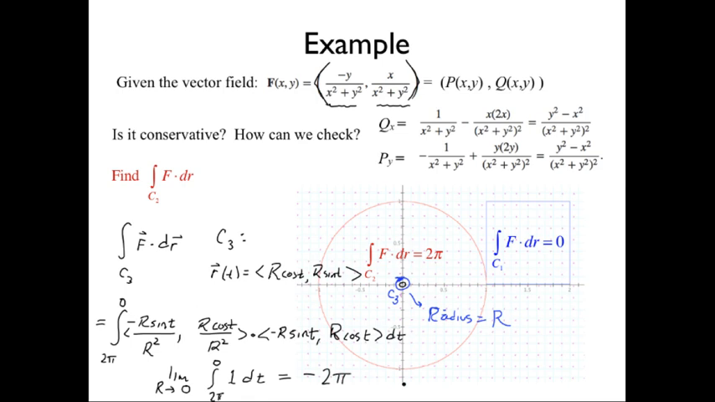Is that what we expect? Right, because now we got the 2 pi for the outer loop, negative 2 pi for the inner loop, and it works, right? So Green's theorem still works because it's conservative, right? We have that our line integral around the boundary of this D is 0, because we have the 2 pi from here, 2 pi plus the negative 2 pi equals 0. Which is what we expect for a conservative vector field.